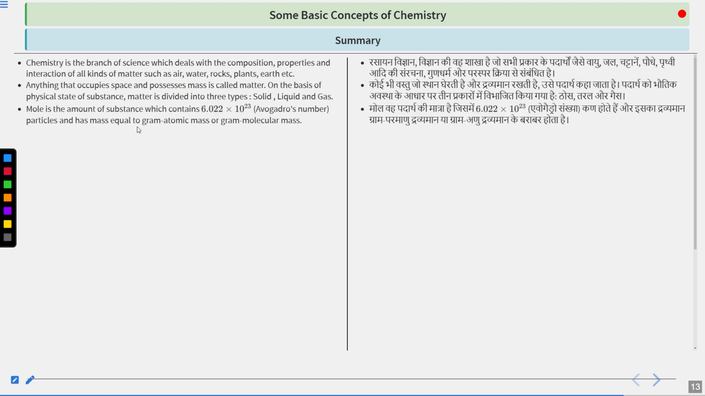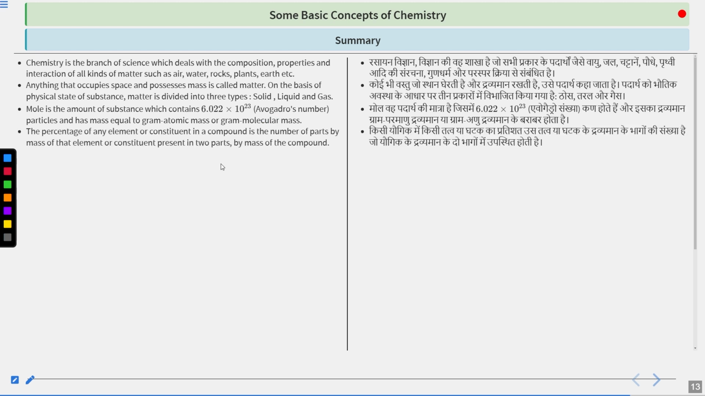What is a mole? A mole is the amount of substance that contains 6.022 × 10^23 particles. It has a mass equal to the gram atomic mass in case of atoms and the gram molecular mass in case of molecules.